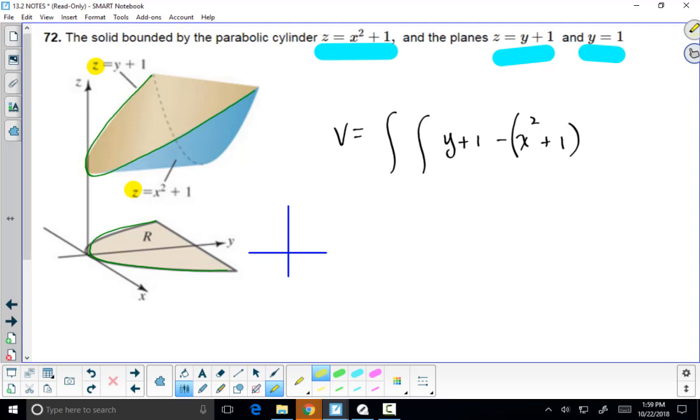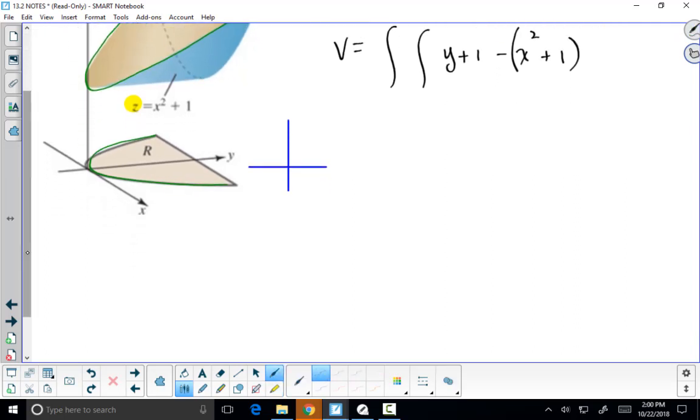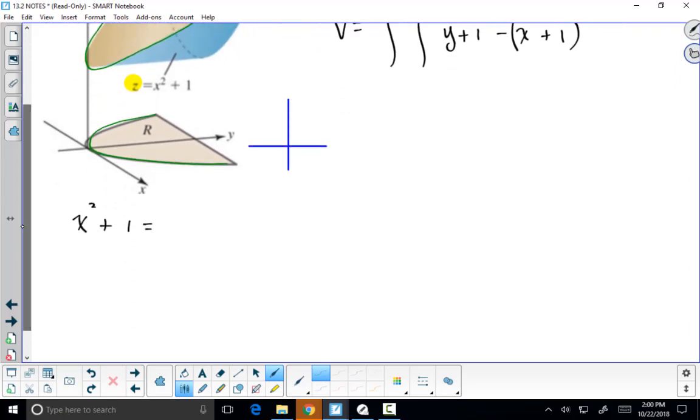Won't the ones cancel out, and then you'll just get y equals x squared? Yeah, exactly. So we have x squared plus 1 equals y plus 1. So we get y equals x squared. That's this curve right there.